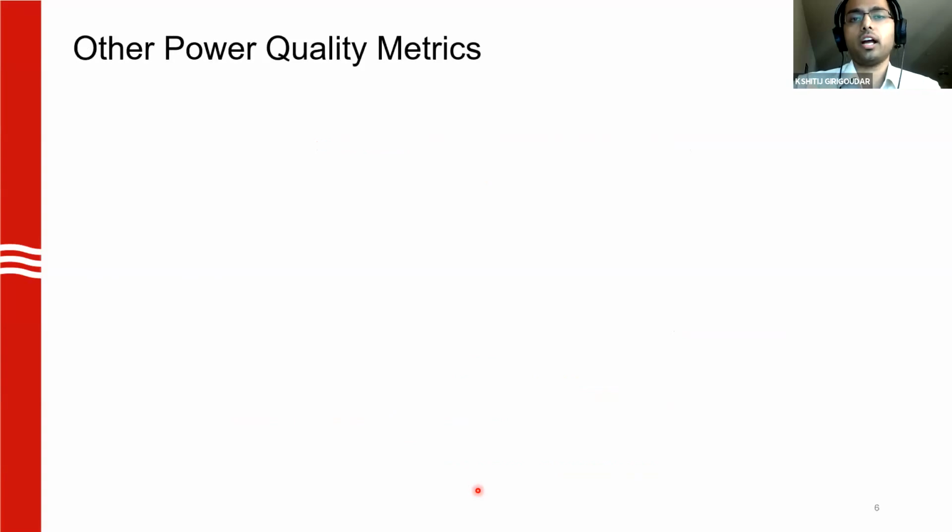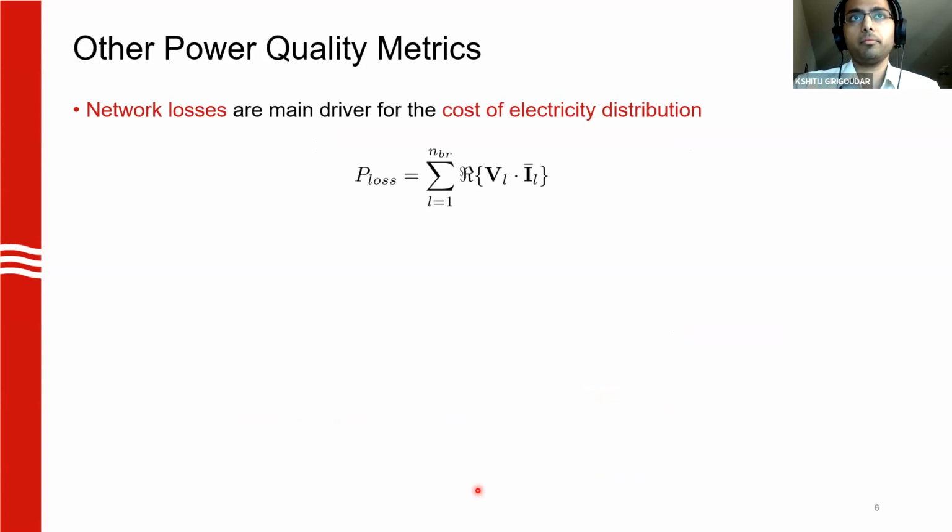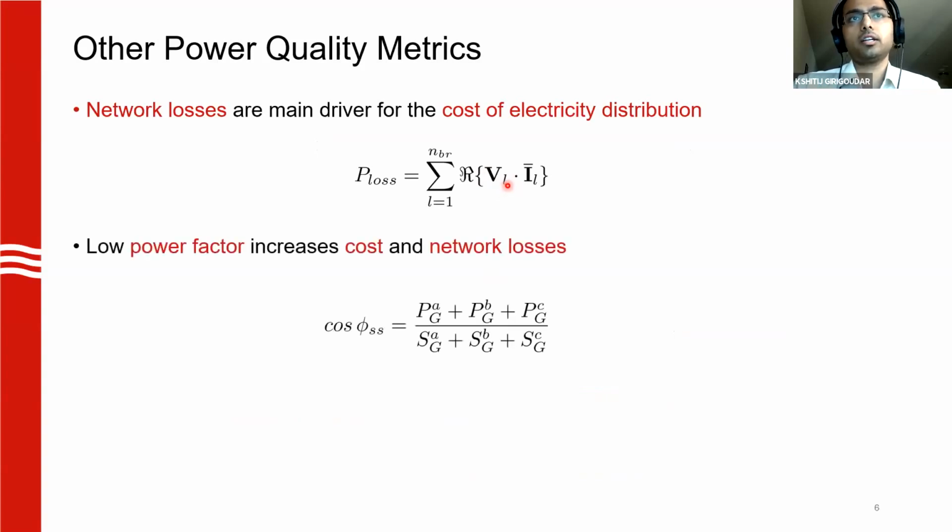Like I mentioned before, we look at other power quality metrics too. One of them is network losses, since it is the driver for cost of electricity. So we calculate the losses by calculating the voltage drop across the branches and the current flowing in the branches of the system. The other power quality metric that we look at is the power factor at the substation that we calculate as shown here. For a given active power in the system, if the power factor is very low, then the apparent power is high, which means the equipment rating at the substation needs to be higher. This also sometimes means we have larger currents in the grid, which will lead to higher network losses.